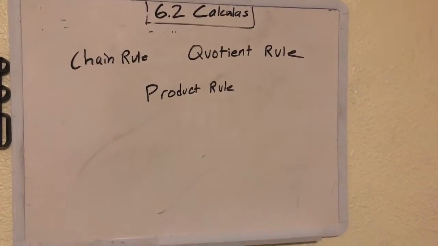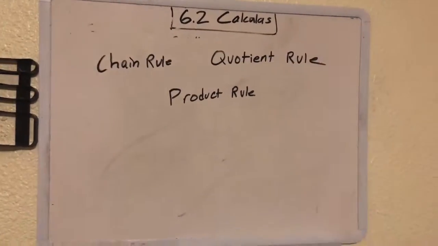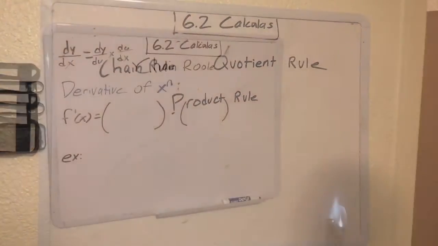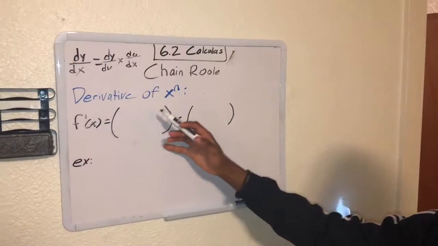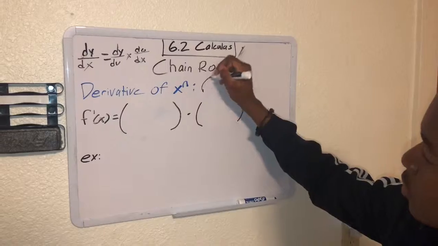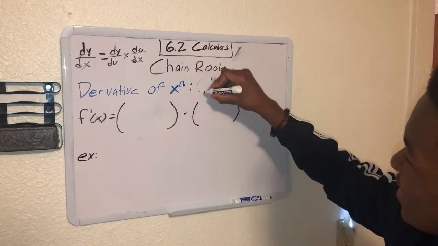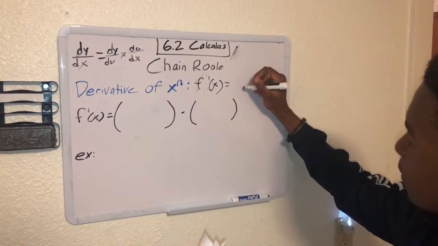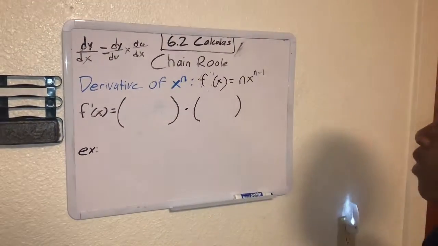Okay, so today we're going to be doing topic 6.2, and we're going to be reviewing chain rule, product rule, and quotient rule. The way the IB booklet has the derivative of x to the n power is like this. So they have that notation I was talking about: n x to the n minus 1.